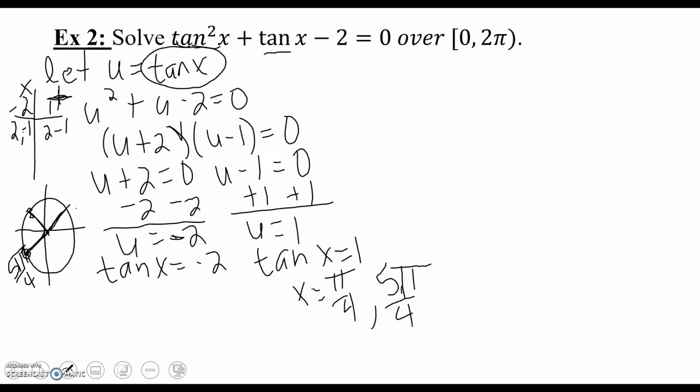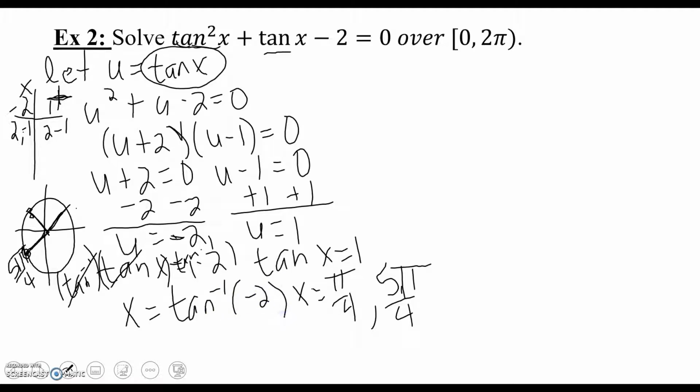Alrighty. Now, I don't know what angle will give me a tangent of negative 2, so the best way to solve this one is to do the inverse tangent of both sides. So if I do the inverse tangent here and the inverse tangent here, then the inverse tangent and tangent go away. That gives me x is equal to the inverse tangent of negative 2.